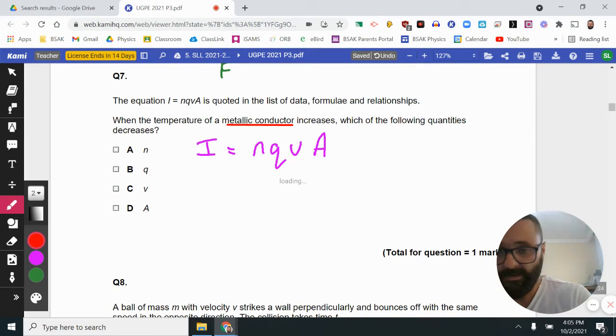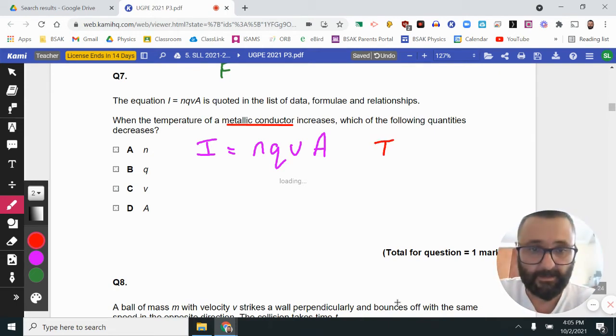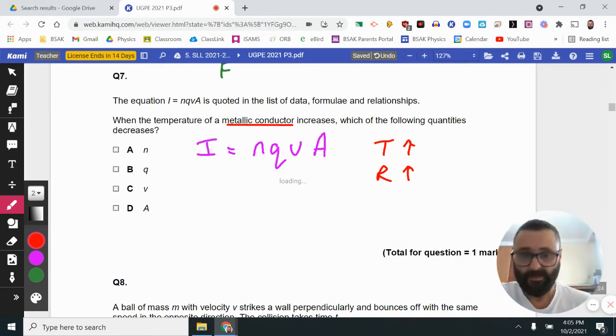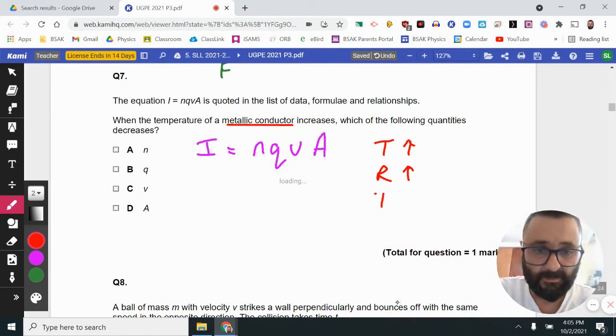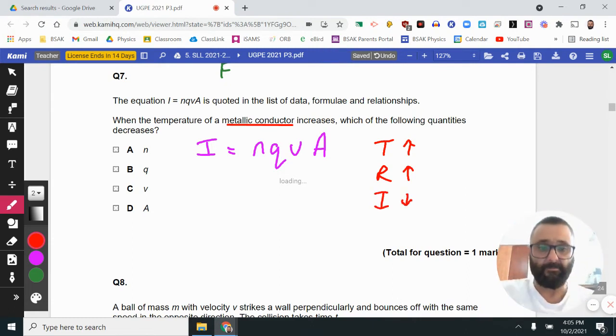Okay, with an ohmic conductor, as temperature goes up, resistance also goes up. If resistance goes up, current goes down. That's for any ohmic conductor.